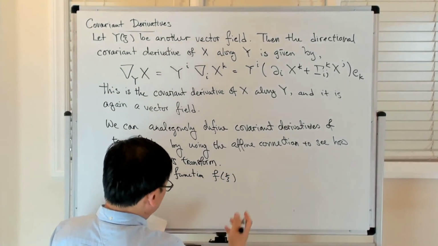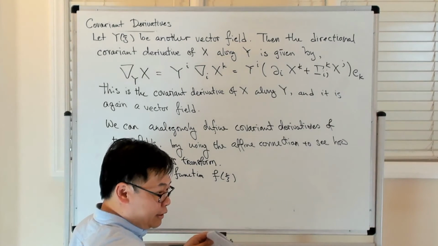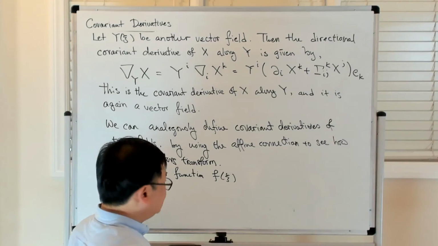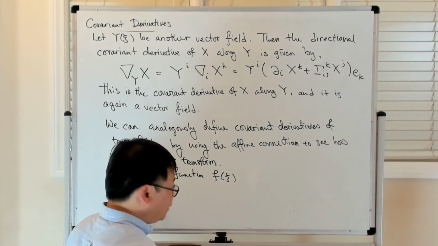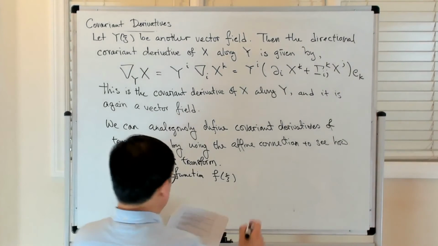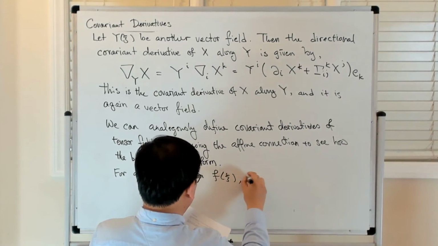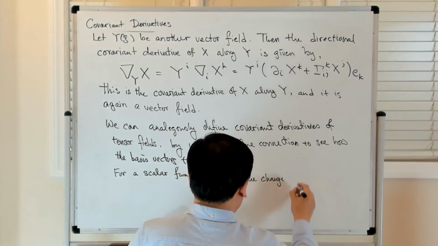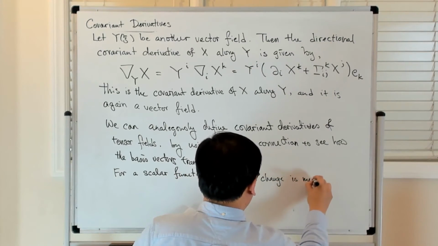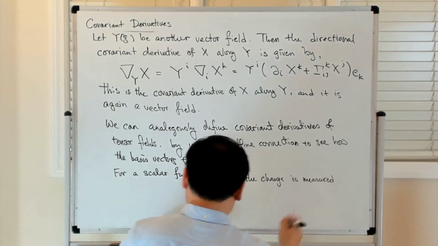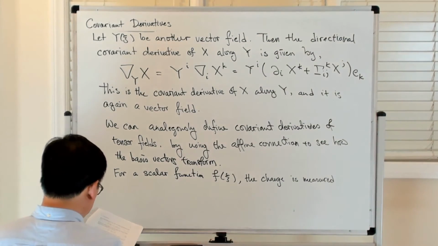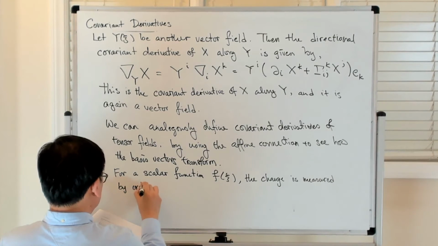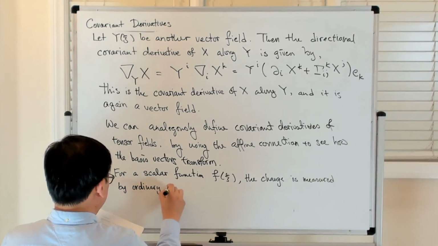Okay, so for a scalar function, we don't have to worry about comparing scalars at different points. There's a very natural way to compare scalars at different points. So we don't need an affine connection to do that, right? So for a scalar function, the change is measured using just your normal notion of derivatives, right? Ordinary differentiation.